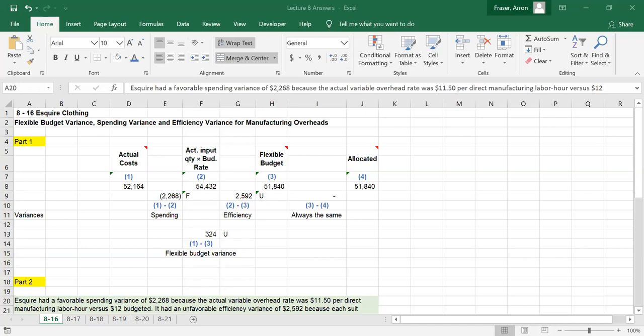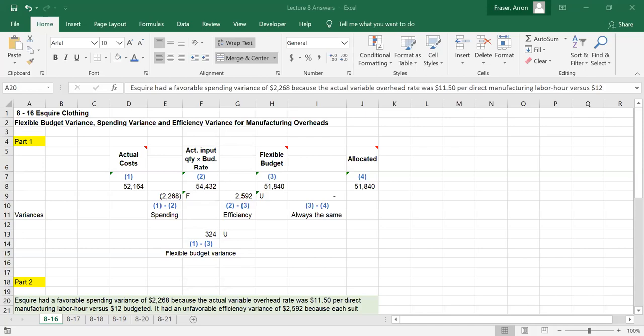It says that the variable manufacturing overhead cost is allocated to each suit on the basis of budgeted direct manufacturing labor hours per suit. For June 2014, each suit is budgeted to take 4 hours. Budgeted variable manufacturing overhead cost per labor hour is $12. The budgeted number of suits to be manufactured in June 2014 is 1,040, and then it shares the actual figures.